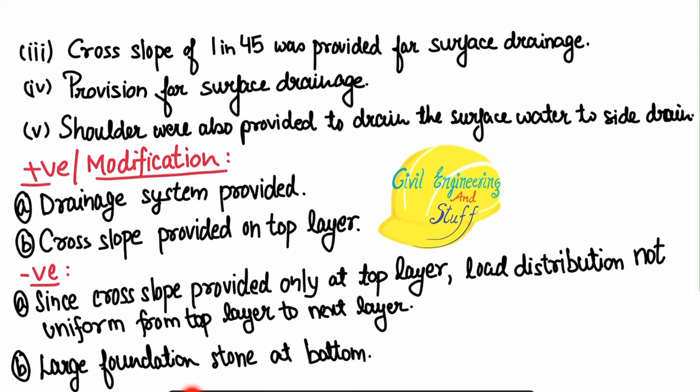So all in all, the positive thing about this method of construction was that there was a drainage system and there was the cross slope provided for this layer. However, this construction method also had certain limitations. The first limitation was that the cross slope was provided only at the top layer, while the bottom layer didn't have the provision of cross slope. They were again constructed flat, and large stones were provided at the bottom. So this again used large foundation stones as the base, and above that the layer was constructed.